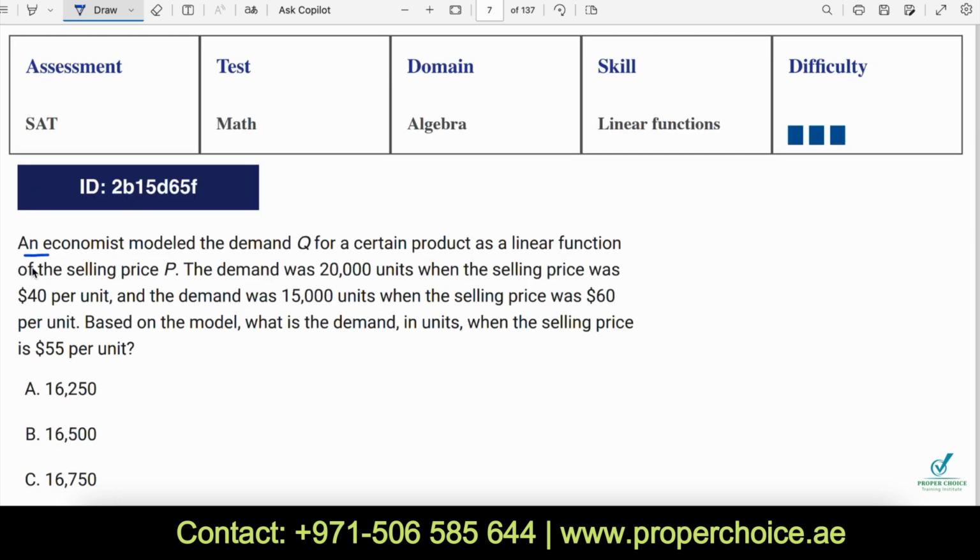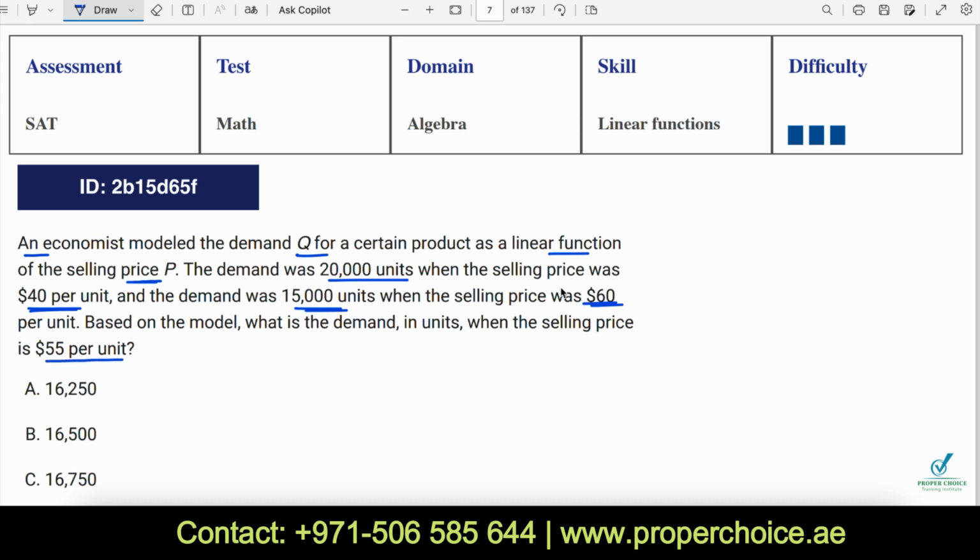An economist modeled the demand Q for a certain product as a linear function of selling price P. The demand was 20,000 units when the selling price was $40 per unit, and the demand was 15,000 units when the selling price was $60 per unit. Based on the model, what is the demand in units when the selling price is $55 per unit?